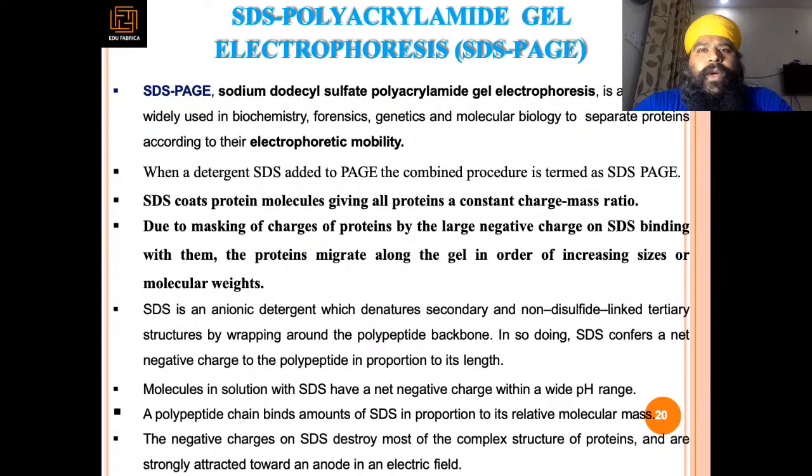Then PAGE with SDS. We also discussed this in detail yesterday. SDS-polyacrylamide gel electrophoresis, with sodium dodecyl sulfate, is a technique used in biochemistry, forensics, genetics and molecular biology to separate proteins according to their electrophoretic mobility. SDS actually coats the proteins to give them a constant charge to mass ratio. Due to the masking of the charges of proteins by the large negative charges on SDS, the proteins migrate along the gel in order of increasing molecular weight.